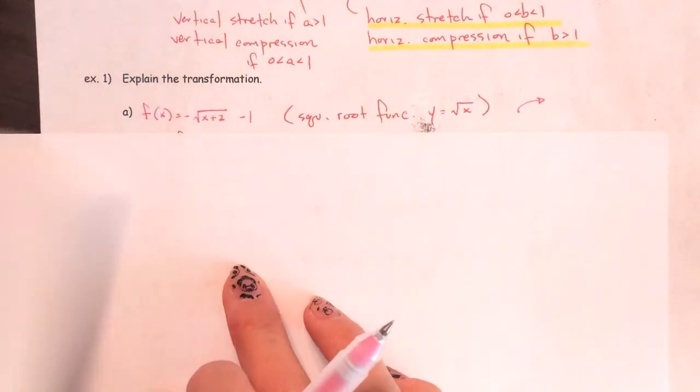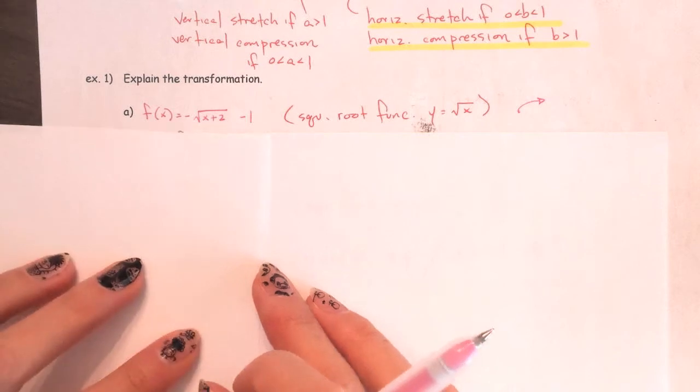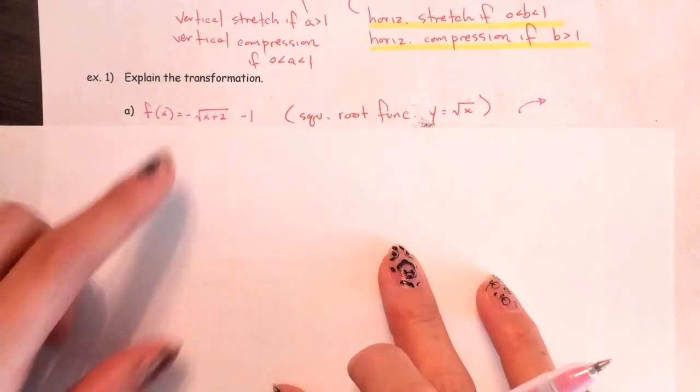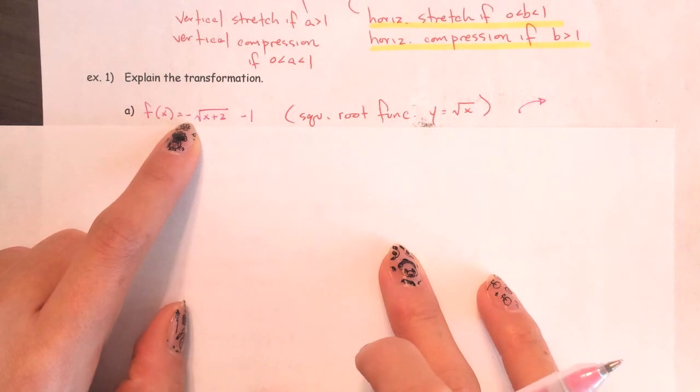Okay. So then what's the first thing that happens? Well, the first thing that happens, let me see if I can go slow. The first thing that happens is there's a negative in front. Well, what does that mean?